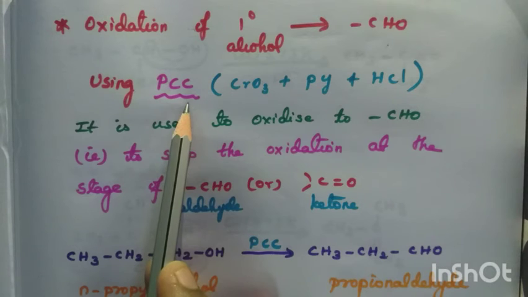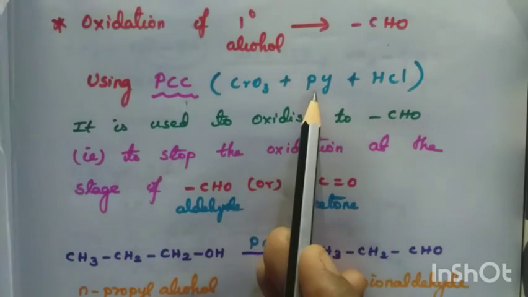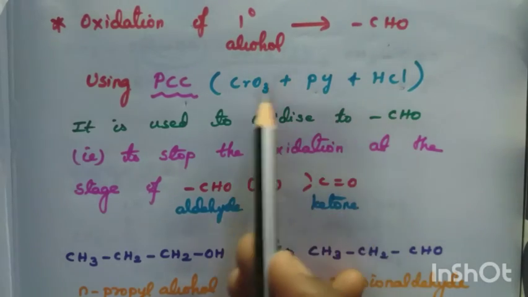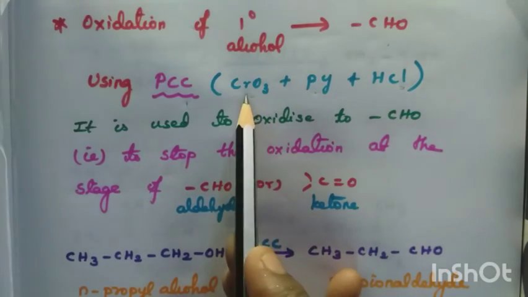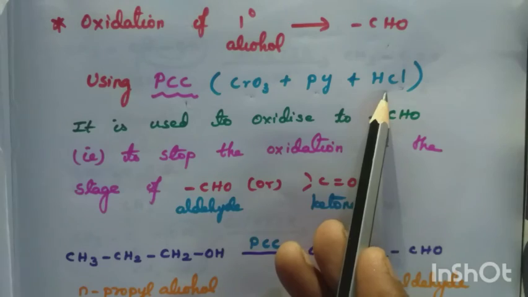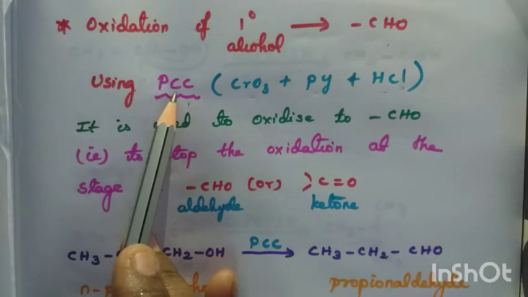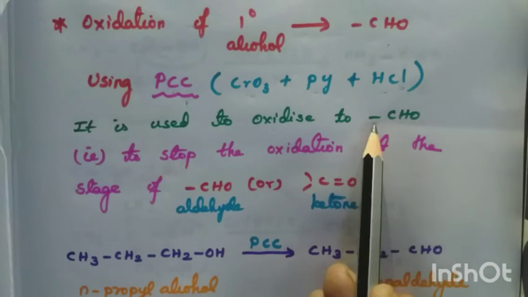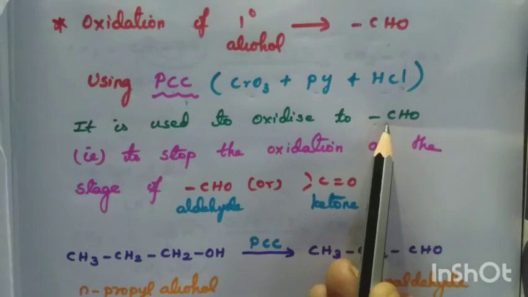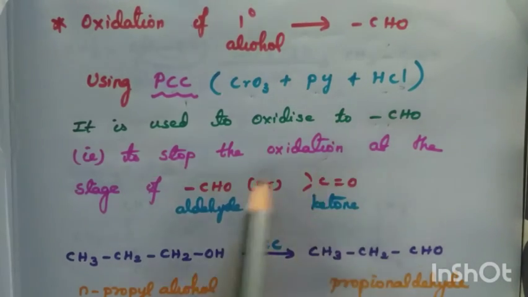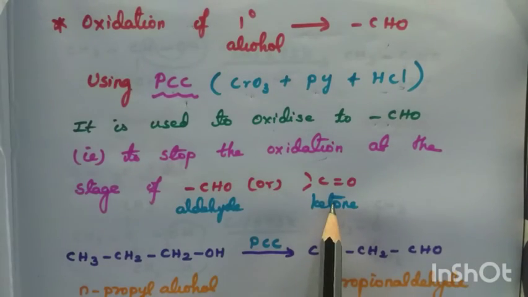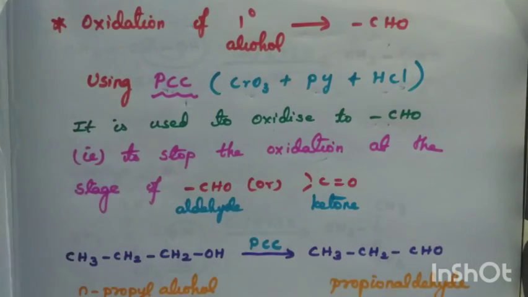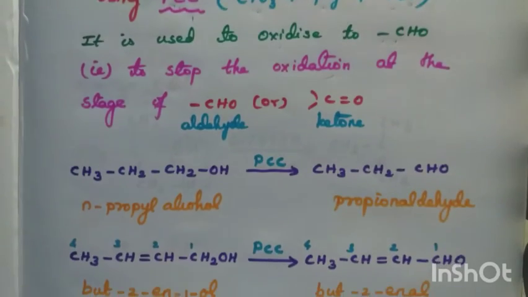PCC is pyridinium chlorochromate, that is CrO3 plus pyridine and HCl. This is PCC, pyridinium chlorochromate. It is used to oxidize to aldehyde, that means to stop the oxidation at the stage of aldehyde or ketone. Another oxidizing agent is PCC.